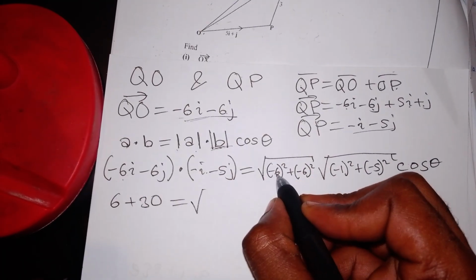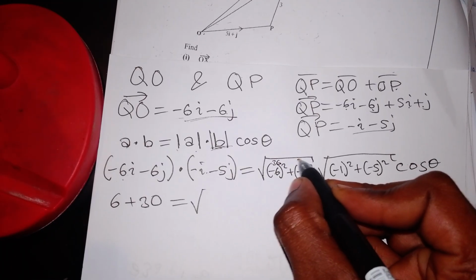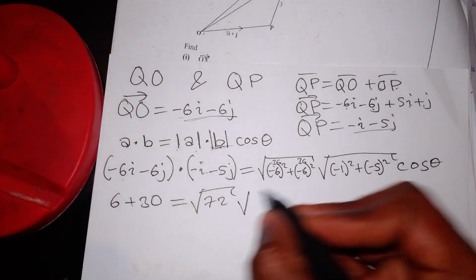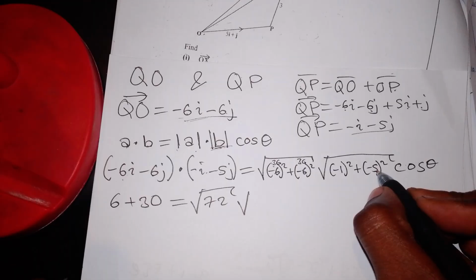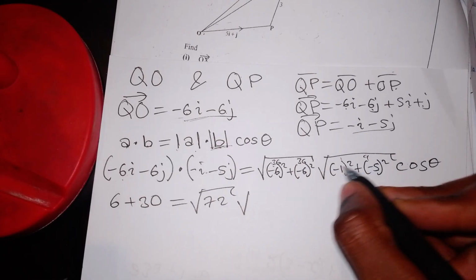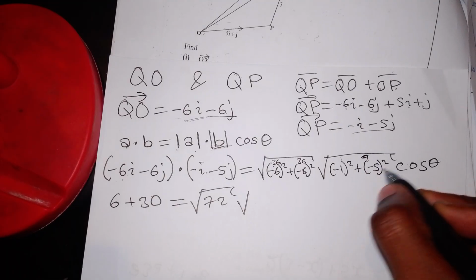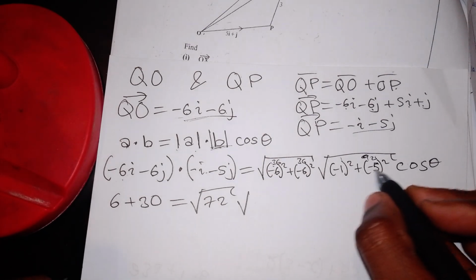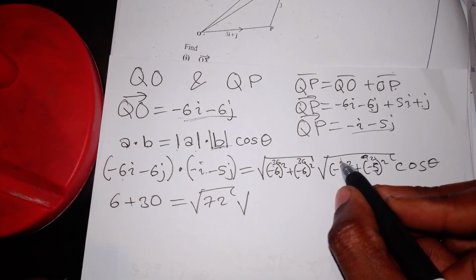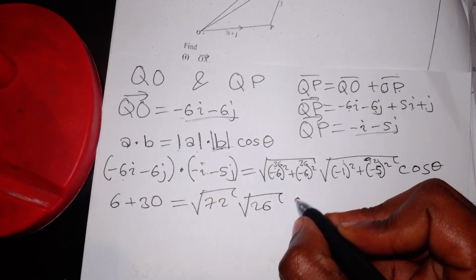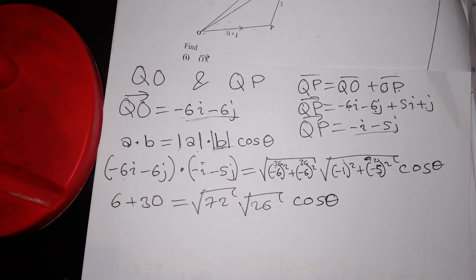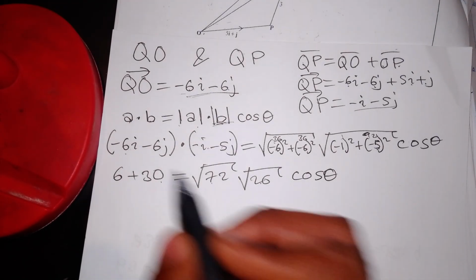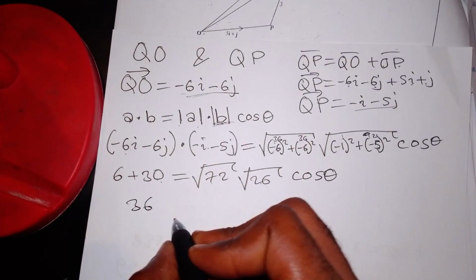And then the square of this is 36. The square of this is 36. Together you have the square root of 72. The square of this is 1. The square of this is, no, a 25. This is a 5. So when you square your 5, you have a 25. And then 25 plus 1, you have a 26. And then cos theta, like this. And then now you can multiply these two and add these. So this plus this, you have 36.